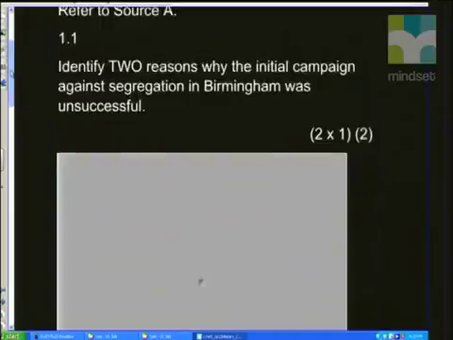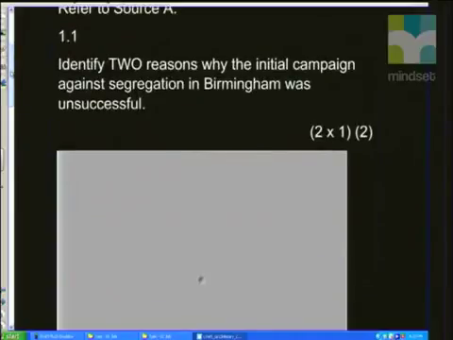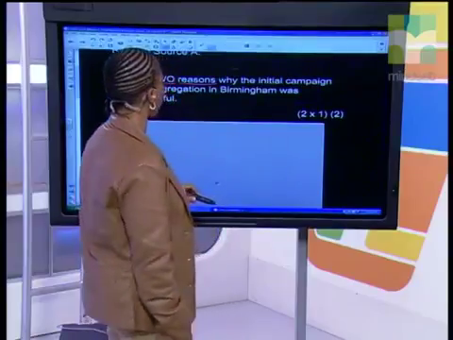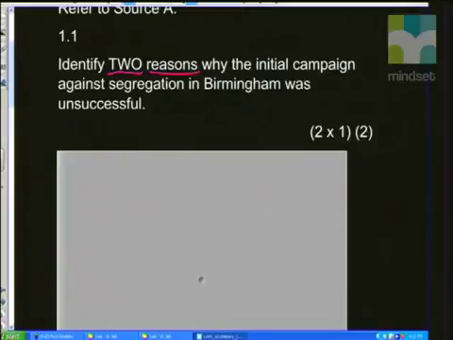The first question is, identify two reasons. Okay, now this two is written in capital letters, and you need to find the reasons, not the results, but the reasons. So read your questions carefully so that you'll know exactly what you're expected to do. Identify two reasons why the initial campaign against segregation in Birmingham was unsuccessful.